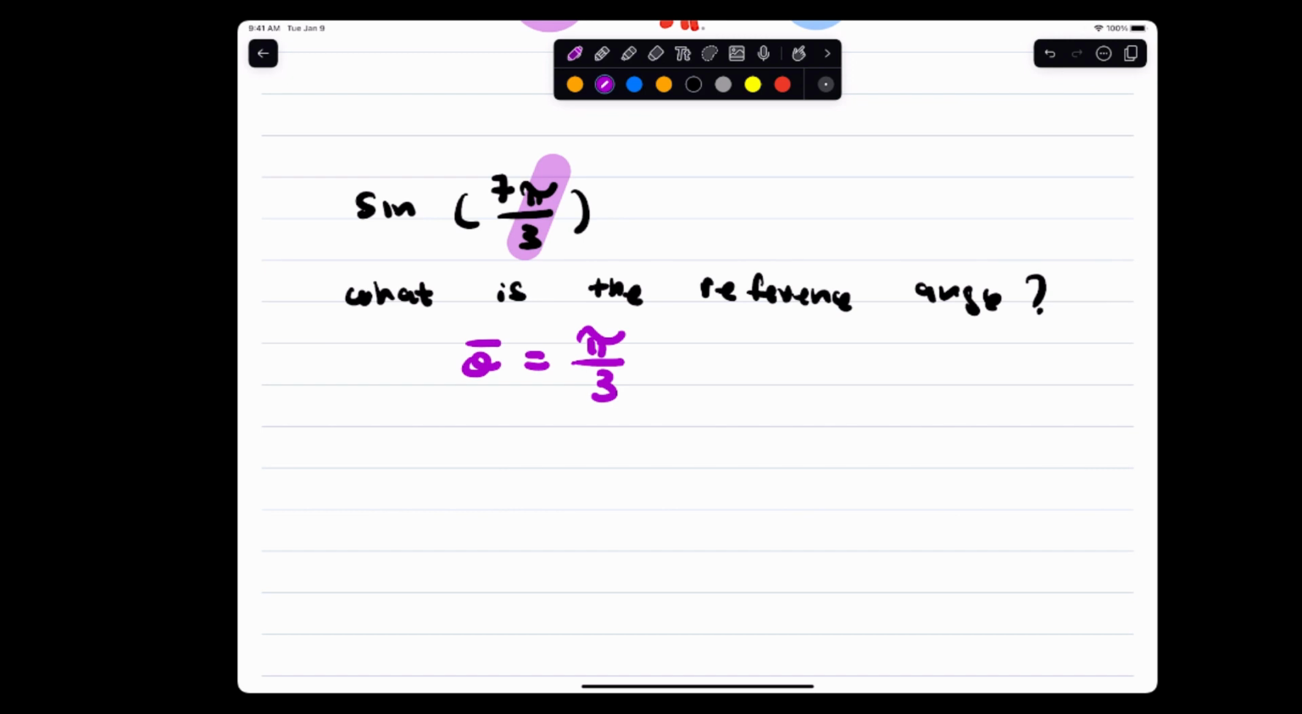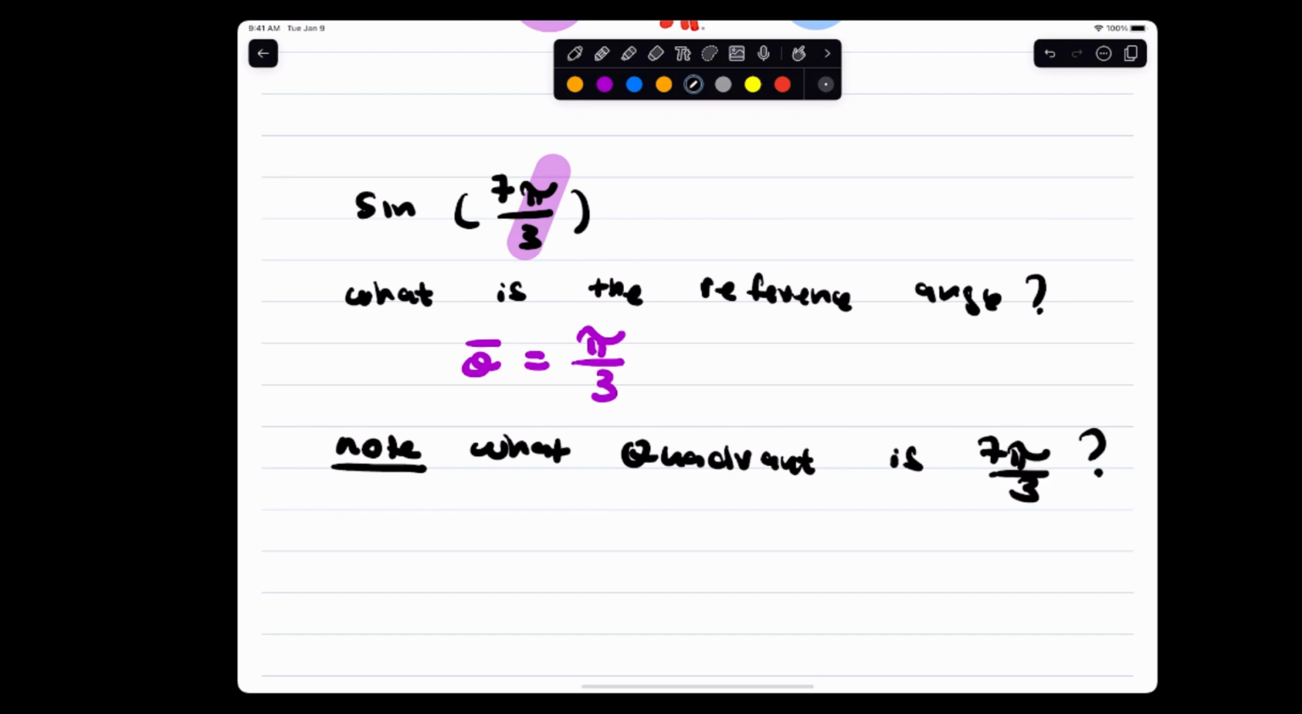However, this is the real question. Note, what quadrant is 7 pi over 3? What quadrant does that live in? We need to know the quadrant of that. How do we find that quadrant?